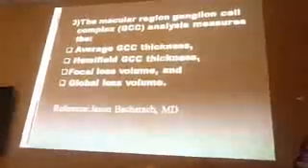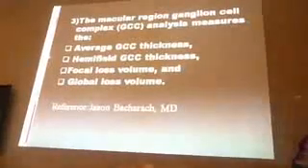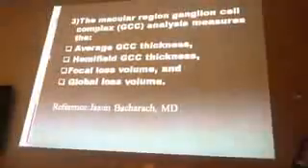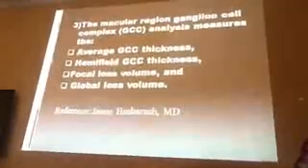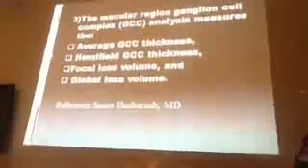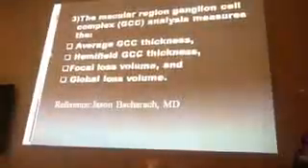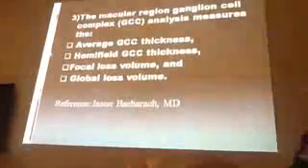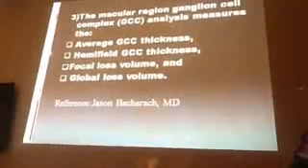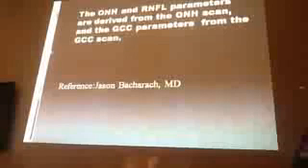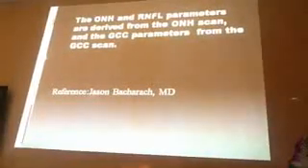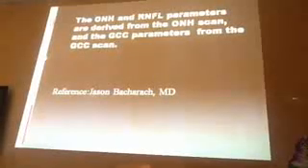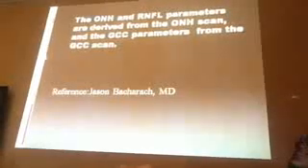These are all provided by the software in the Optoview OCT. The other scans, I'm sure, have that. Topcon I heard is very good. Before I left Enugu, I saw one from Canon, which is also good. They have the macular region ganglion cell complex analysis, which measures the average GCC thickness, hemifield GCC thickness, focal loss volume, global loss volume. Now, the optic nerve head and retinal nerve fiber layer parameters are derived from the optic nerve head scan, and the GCC parameters from the GCC scan. So look for the protocol accordingly and apply and select it.